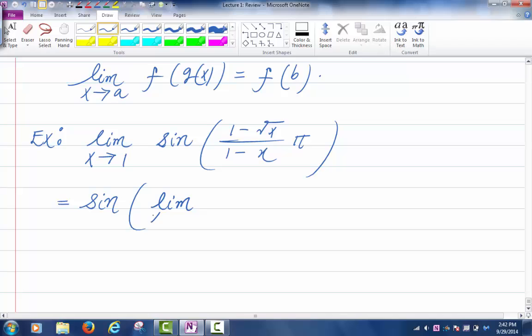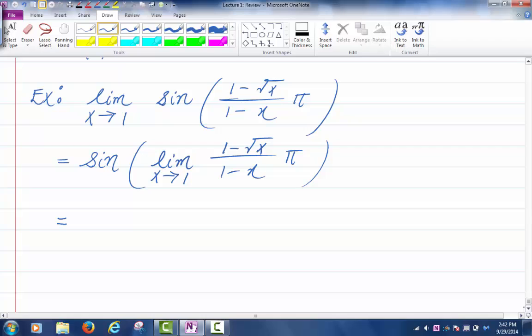Limit as x goes to 1 of (1 minus root x) over (1 minus x), times pi. Again, you could do this if whatever the limit of the inside is, the outside is continuous there. Okay, what's the limit now? What's the limit of that quantity? How would I find it? How would you find this limit? Anybody?